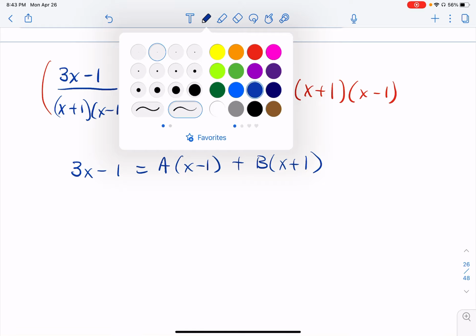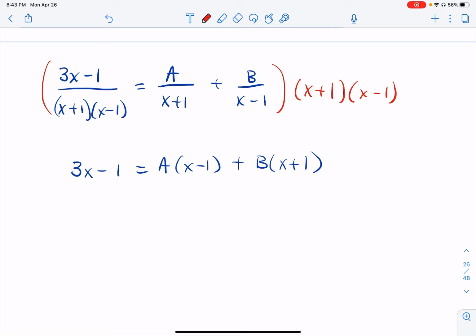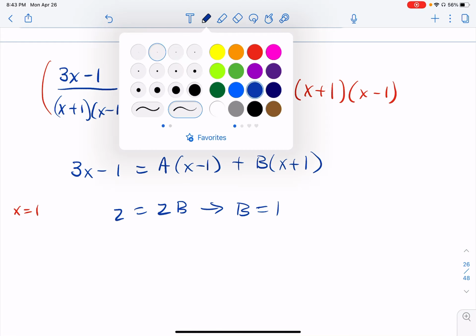This is one that's super easy to solve if we just choose some convenient values of x, like 1. All right, what happens when we put in 1? So I'd have a 3 there, minus 1 is a 2, is equal to, the a goes away by design, and then over here I have a 2b. That implies that b is equal to 1. All right, so we've got our first value.